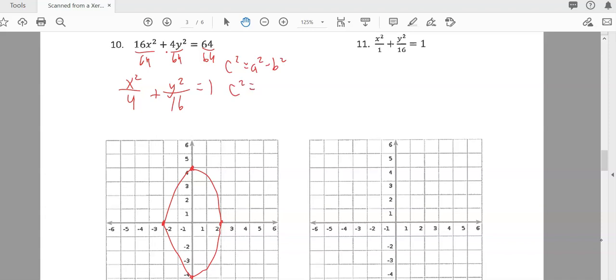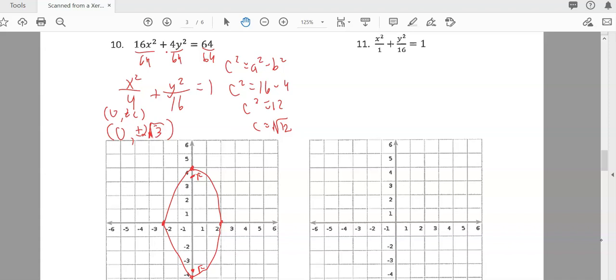So c squared equals 16 minus 4. So c squared equals 12. So c equals the square root of 12, which is about 3 point something. So when we go 3 point something up, that's a focus point. 3 point something down, that's a focus point. I'm going to use the formula. I think the formula is 0 comma plus or minus c for this type. So this would be 0 comma plus or minus square root of 12, or maybe I should say 2 root 3. 2 root 3 instead of square root of 12 would be simplified.